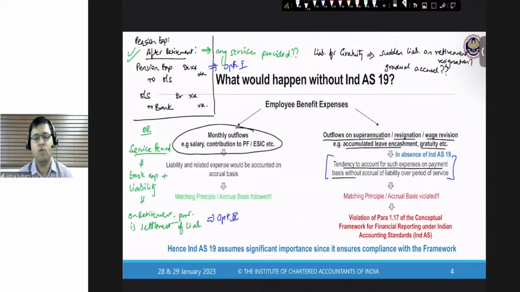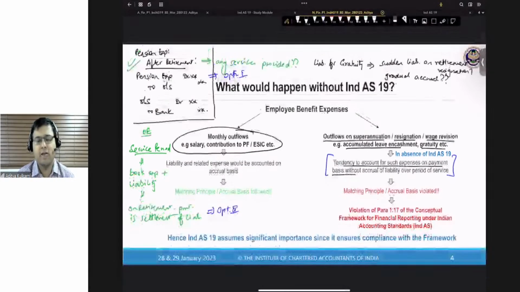Okay, so why did we have Ind AS 19? What was the objective? Well, basically, there are certain normal expenses like salary, PF contribution, ESI contribution. These contributions are on a monthly basis, so accruing them would not have been difficult. But certain expenses like gratuity, leave encashment, pensions, etc., are paid post the employment, and that is why guidance was needed in this regard.